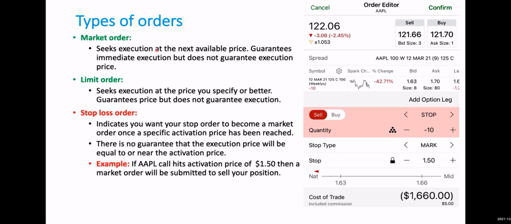Okay. So this is like going to a store and saying, I don't care how much it costs. I just want it now. That's exactly what you're saying to the market. I don't care how much it costs. I want 100 shares of Apple now. That's what a market order is. You may get Apple at 120 or 150 or 200. You don't know what price you're going to get. All right. So that's market order. It seeks execution at the next available price, whatever is available. It guarantees immediate execution, but it does not guarantee execution price.